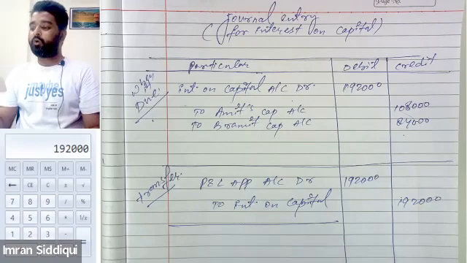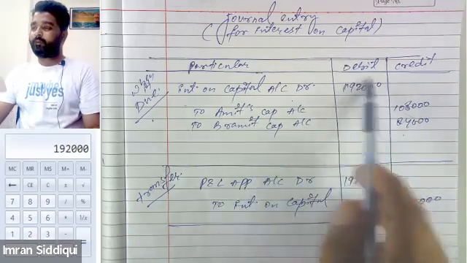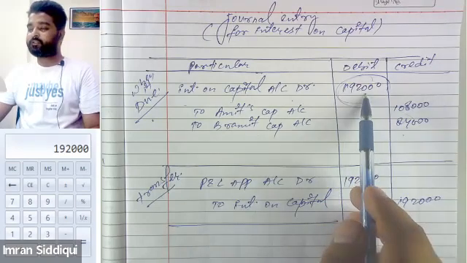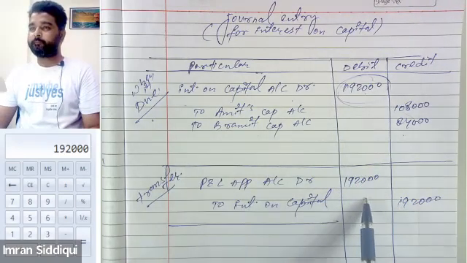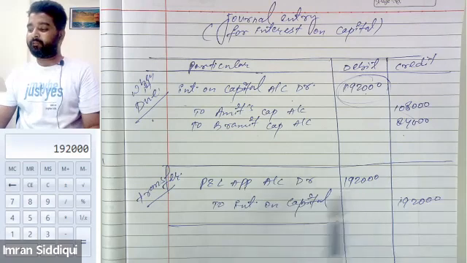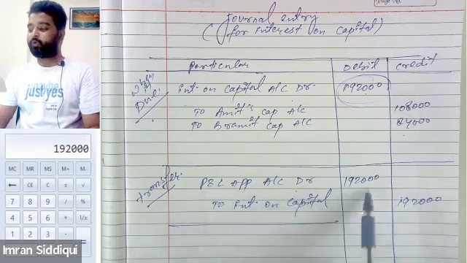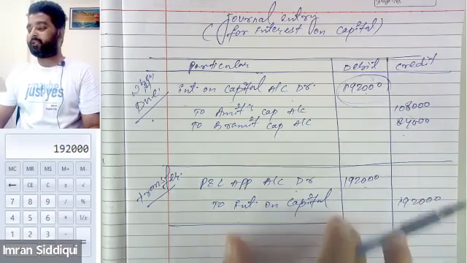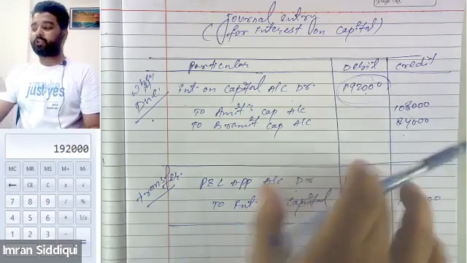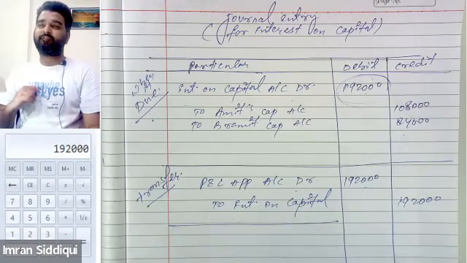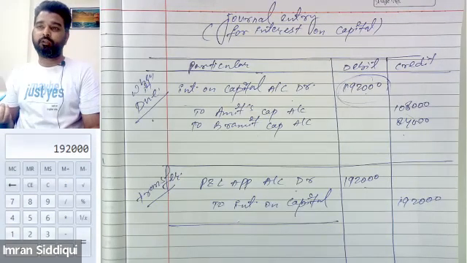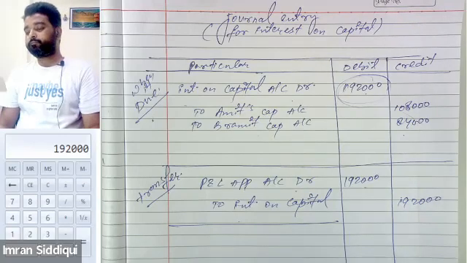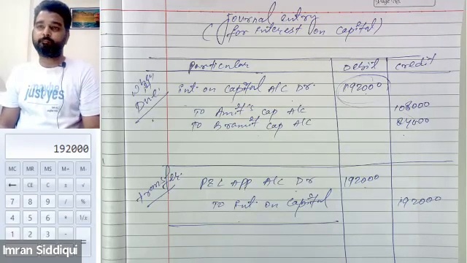Now the same expense needs to be transferred to the P&L appropriation. When this expense gets transferred to the P&L appropriation, at that time we pass the general entry as P&L appropriation account will be debited by 1,92,000 to interest on capital. This means the entire amount of interest on capital is transferred to the P&L appropriation. Why P&L appropriation? Because it is a partner-related expense, so we will be transferring it to the P&L appropriation. Am I clear, all of you?